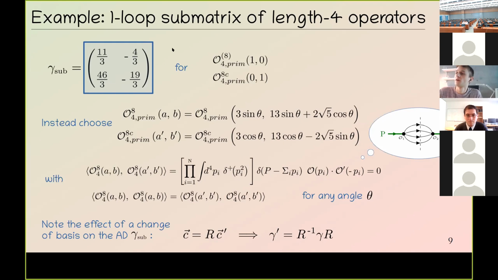This result is given for just a particular choice of 2 independent primaries, but you can make any choice you like. So in particular, you can take linear combinations of these primary operators, which is what I've done here. And in particular, I've chosen the linear combinations such that the phase space integral of the 2 different operators is 0. So they are orthogonal, but the phase space integrals of the operators squared are the same. So they are normalized in this sense.